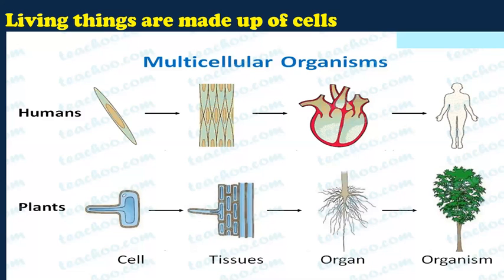A group of similar cells performing a specific function is called tissue. Several tissues together form an organ. Several organs form an organ system, and several organ systems join together to form a complete organism.